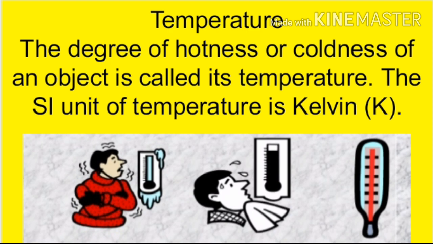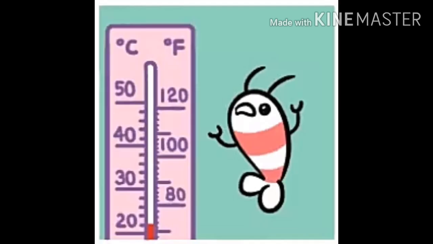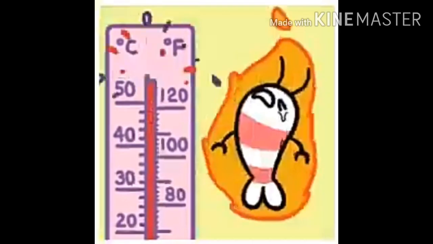Temperature. Temperature is a reliable measure of the degree of hotness or coldness of a body. It tells us precisely how hot or cold a body is. The hotter an object is, the higher will be its temperature. We use a device called a thermometer to measure temperature.